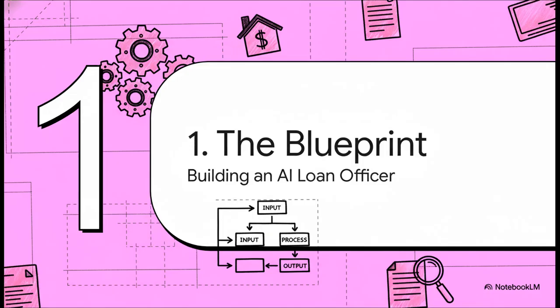Okay, so first things first, the blueprint. Before you can write a single line of code, you have to really understand the problem you're trying to solve. And with something like a loan application, the problem, in one word, is complexity. It's not just one question, it's a whole chain of them, and every single detail has to be perfect.